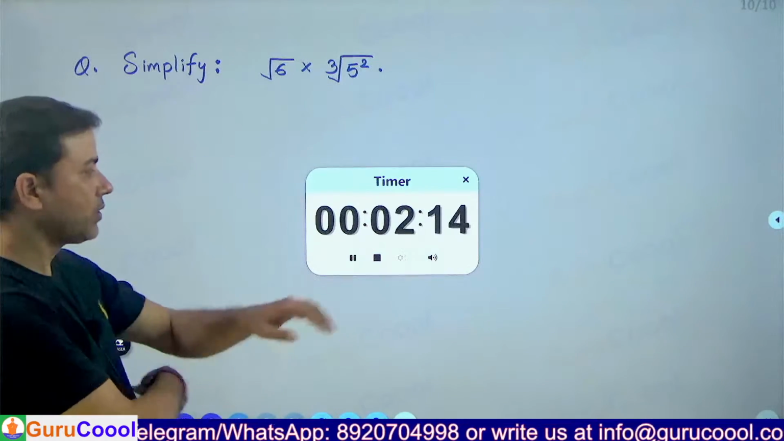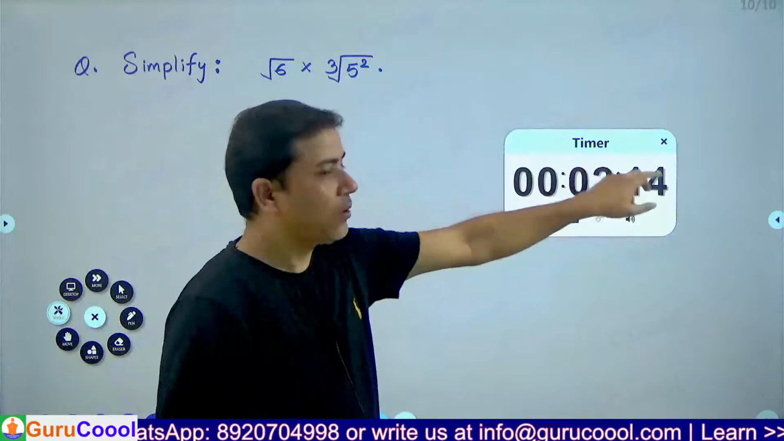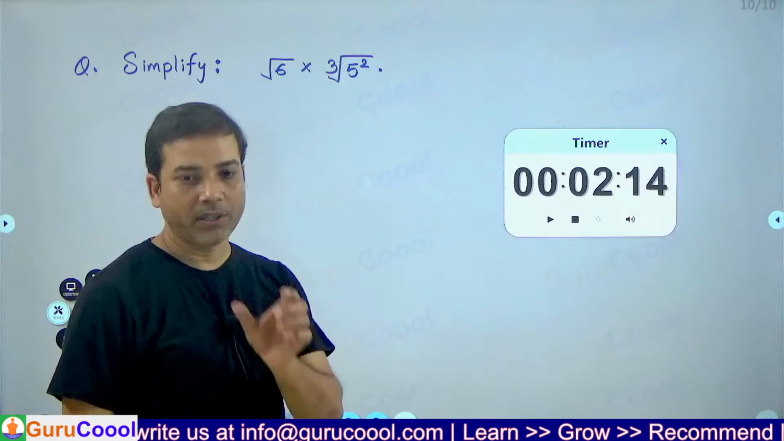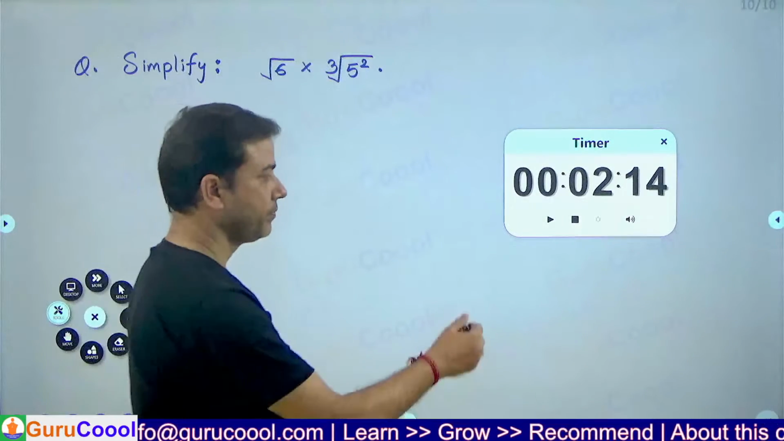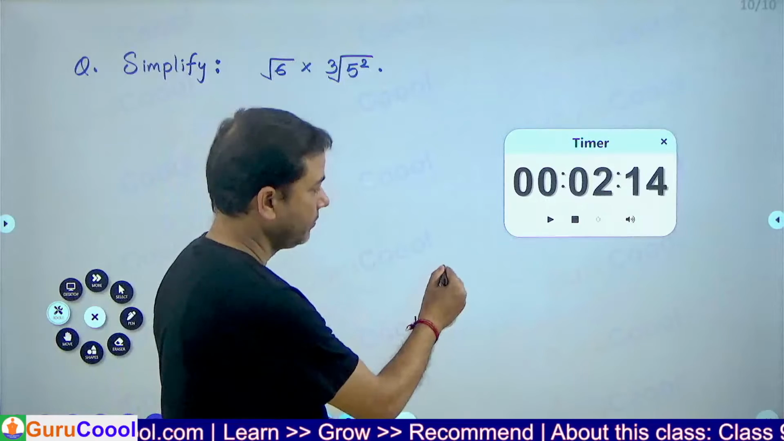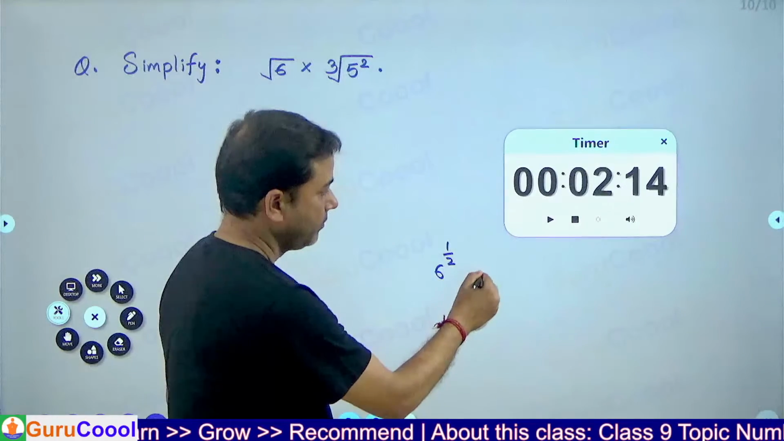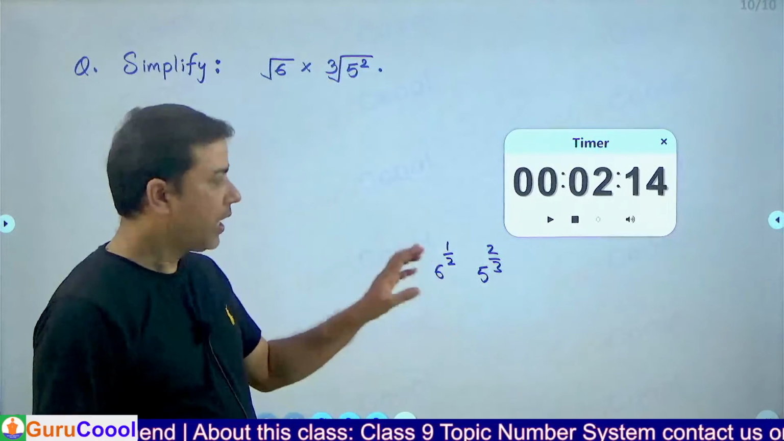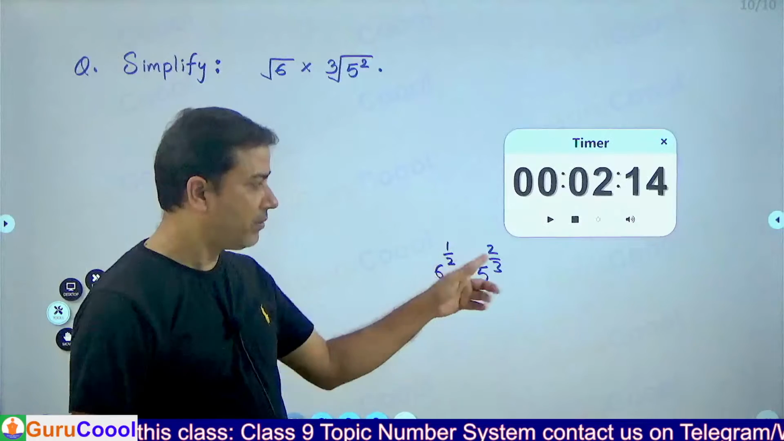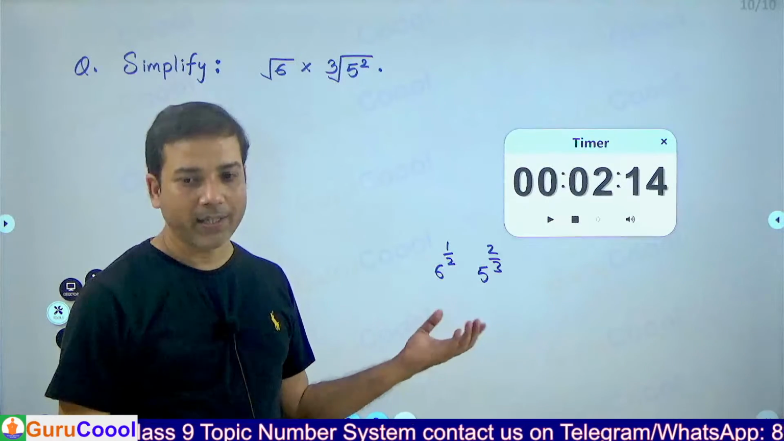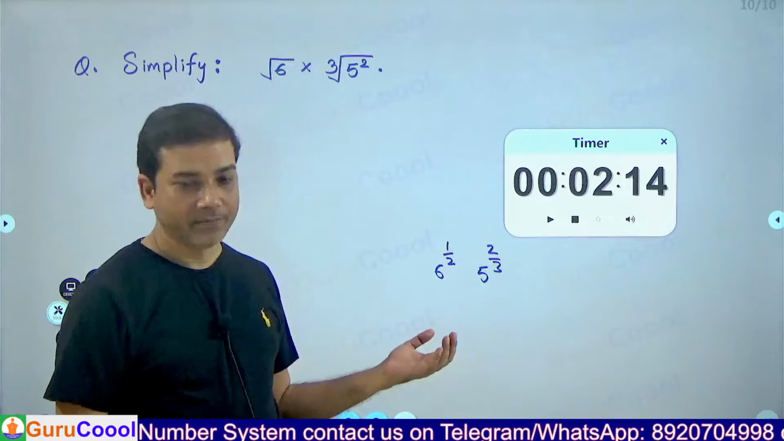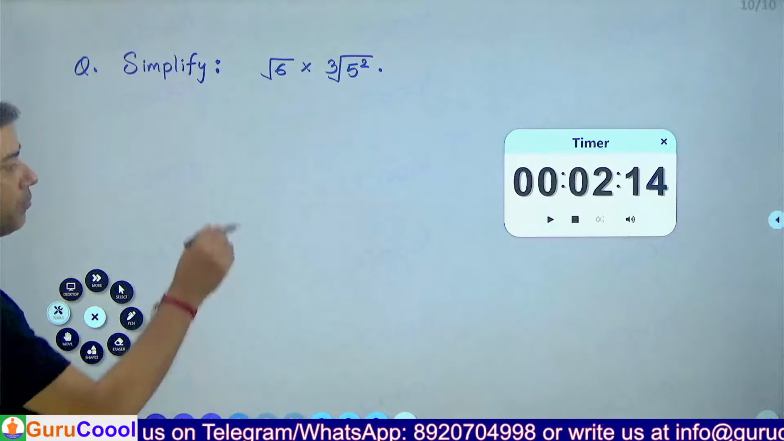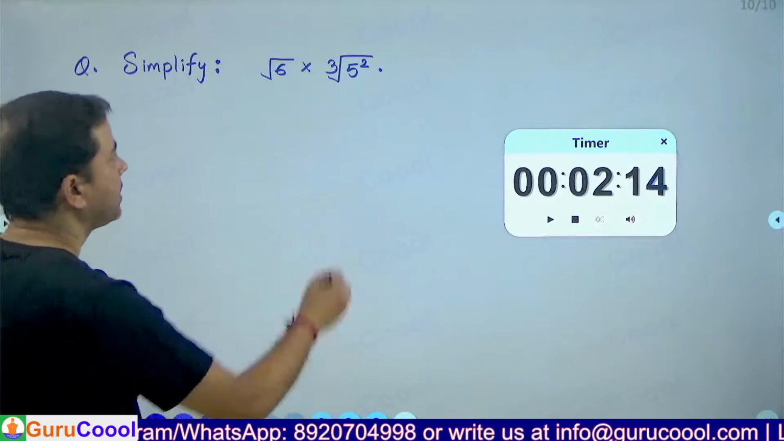I understood your point, and I appreciate your effort. Can you tell me what is the last step you got? 6 to the power 1 by 2 into 5 raised to the power 2. Okay, you are here, right? And now you are thinking the bases are not same, powers are not same, so no laws are getting applied. Correct? I appreciate you reached there at least, but there is a way to move ahead of it. See how.